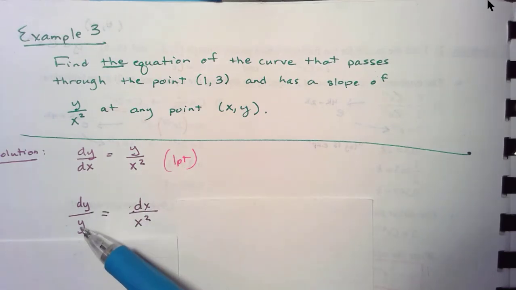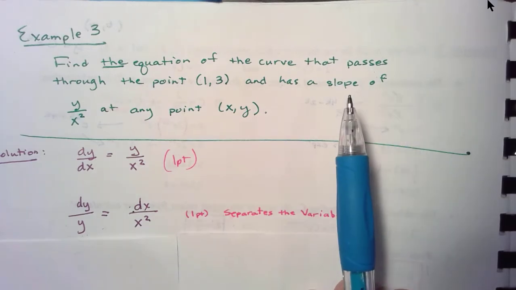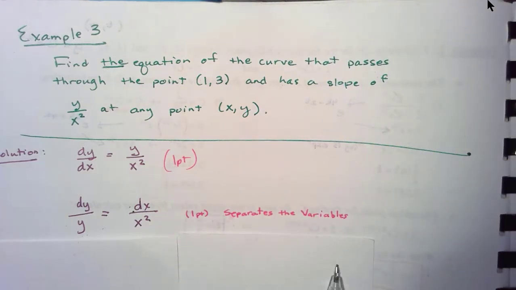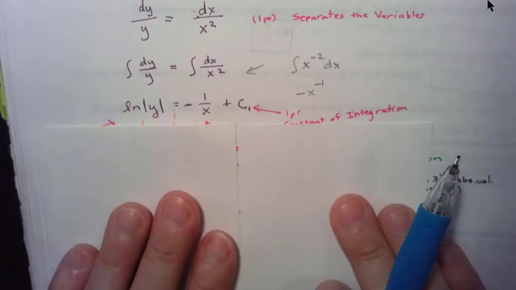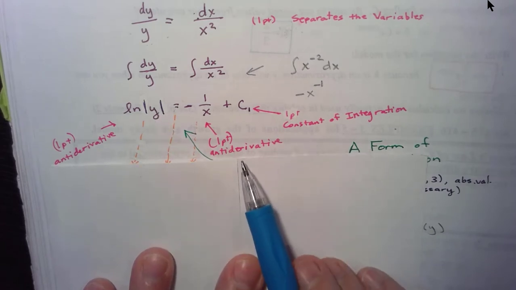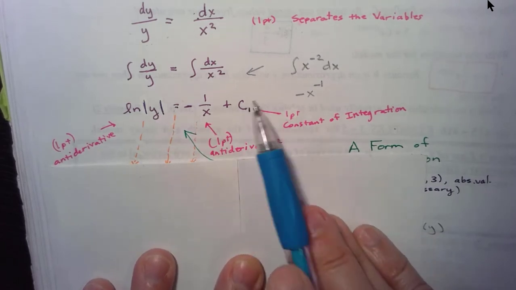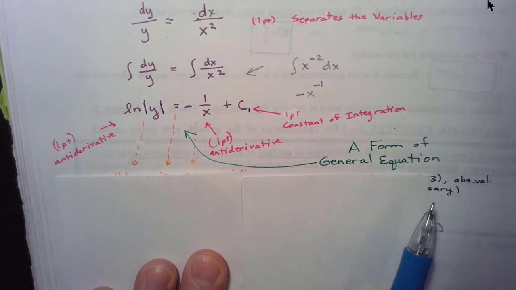Next, we're going to find an equation, separate our variables: dy over y equals dx over x squared. That's a point for separating variables. Now we're going to anti-differentiate both sides. Gives us this. So I get a point for this antiderivative, a point for this one, and a point for the constant of integration. And this is a form of the general equation.